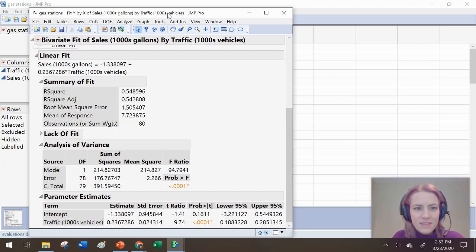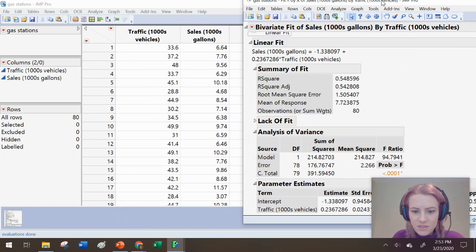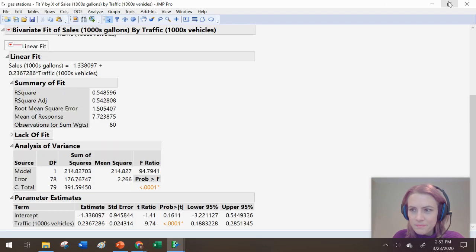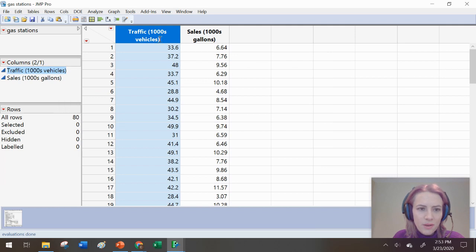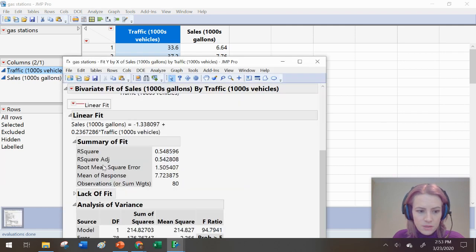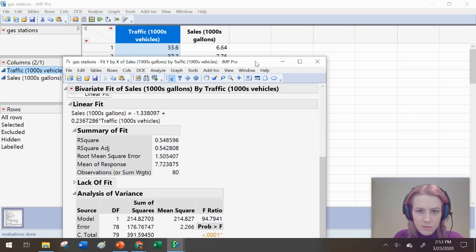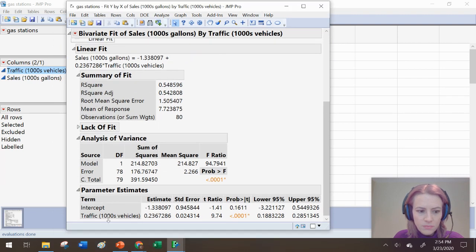Now it's not going to say slope. It's going to title the slope whatever your x variable was titled. So my x was traffic in thousands of vehicles. So in my parameter estimates table, it's called traffic in thousands of vehicles. But this is the slope.